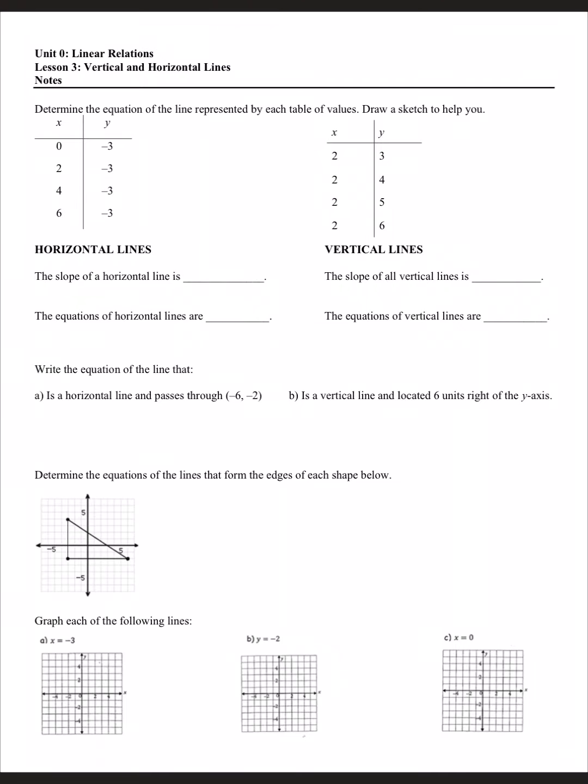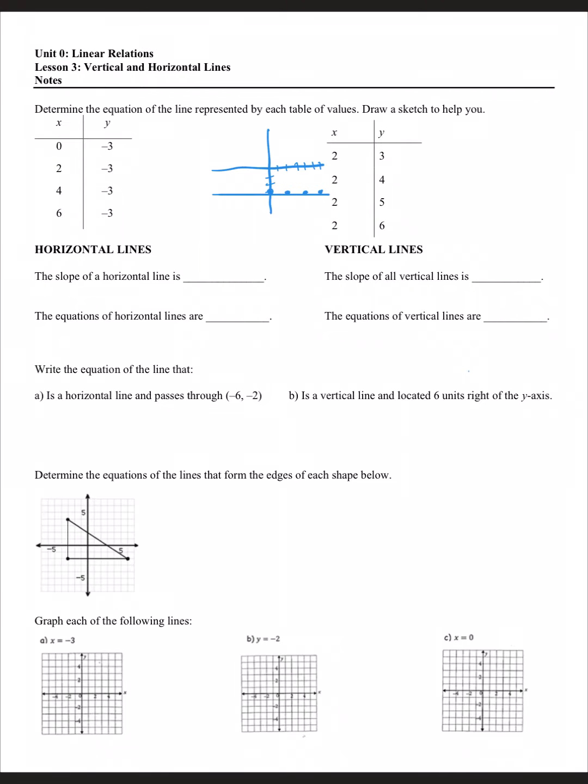So we have a table of values. I'm just going to draw a rough sketch here. The first point is at 0, -3. So we'll say -3 is somewhere here. And then 2, -3, 4, -3, and 6, -3. So hopefully you can see how this is shaping up with the points we have, right? We're going to have a horizontal line.